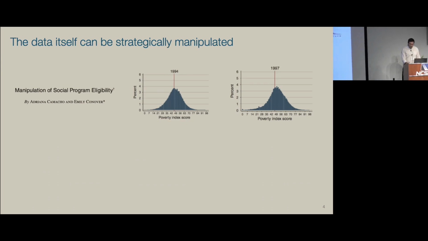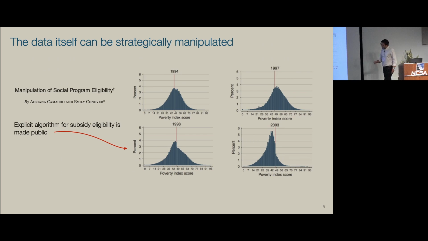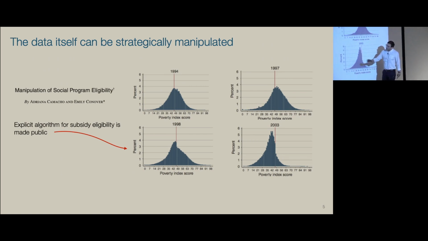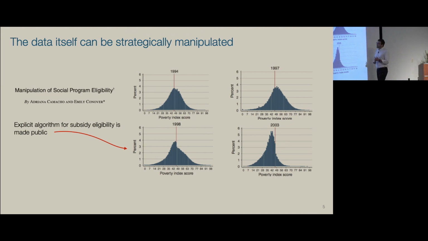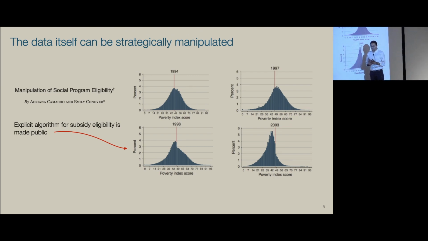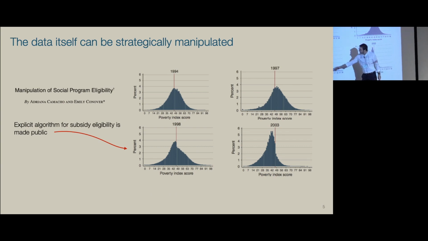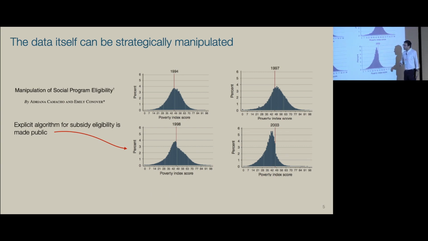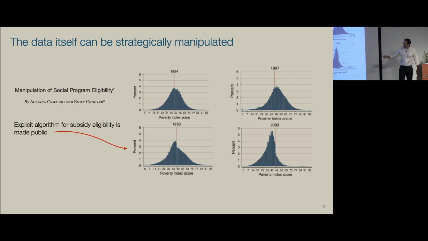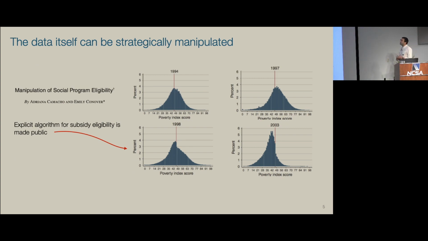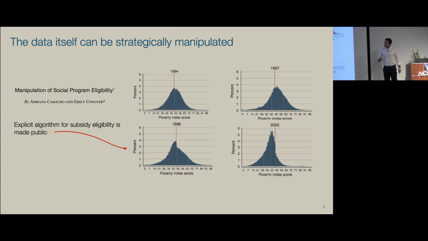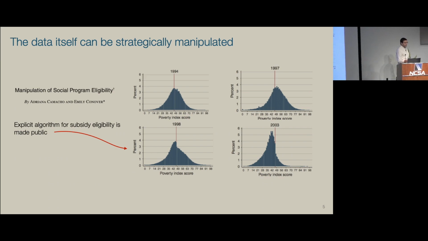In 1997, they ran the program again. It was the exact same thing. In 1998, the explicit algorithm for how they calculated this poverty index score, along with the threshold, was released to the public. Then you see that people start to game it and misreport their data. Basically, everyone slightly to the right of the threshold misreports their data just to get the subsidy. By 2003, this is a totally useless metric. I think this goes to show how the decision rules that we actually deploy into the real world will inevitably be gamed and are going to be subject to strategic manipulation no matter what.